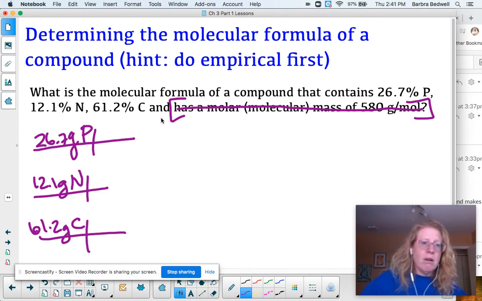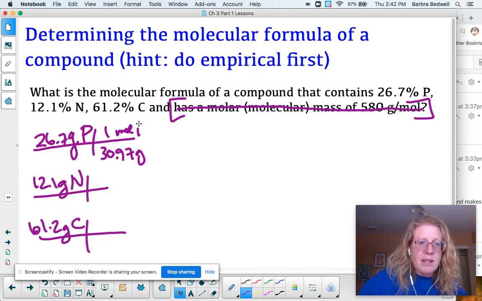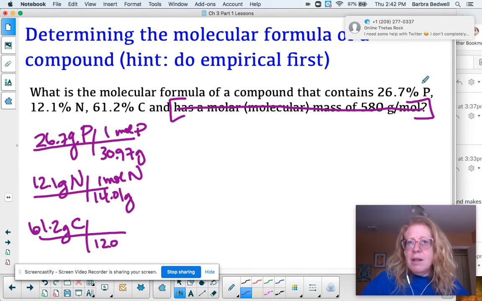So when I'm doing my conversions, again, when I'm doing these empirical formulas, always convert grams to moles first. Phosphorus is molar mass, 30.97 grams equals 1 mole. Again, this is for phosphorus. Nitrogen, 14.01 grams equals 1 mole of nitrogen.